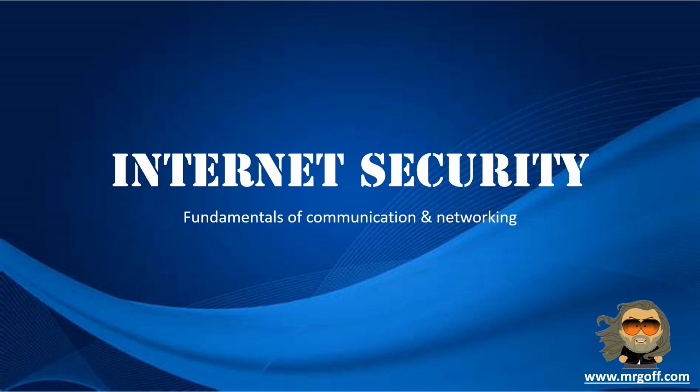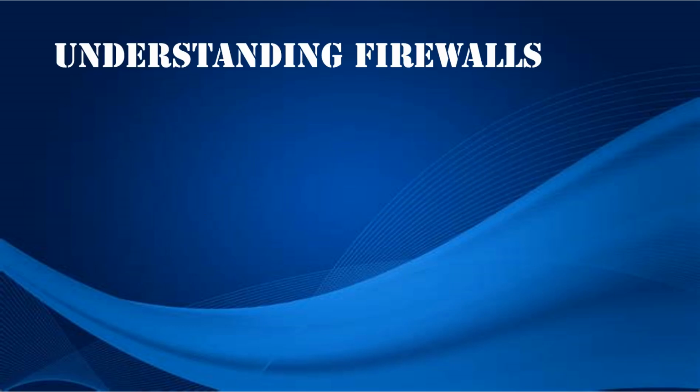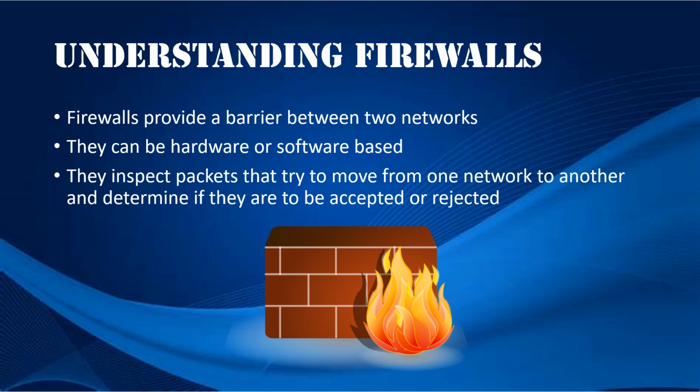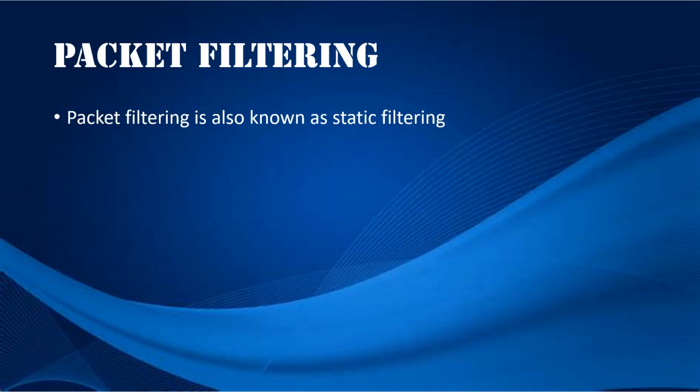This video will focus on Internet security. Firewalls provide a barrier between two networks, most commonly a private network and the Internet. They can be hardware or software based. They inspect packets that try to move from one network to another and determine whether they should be accepted or rejected. Packet filtering is also known as static filtering.